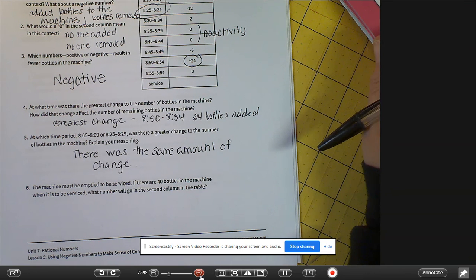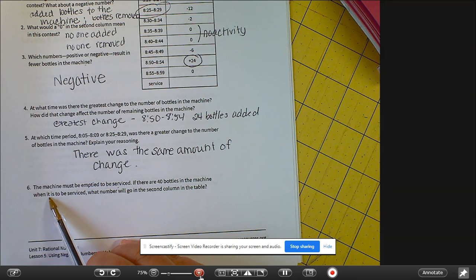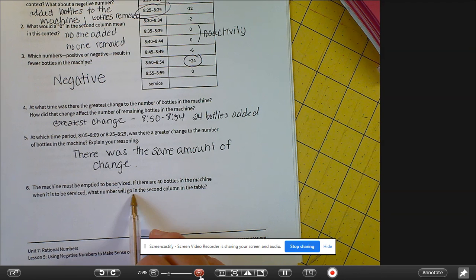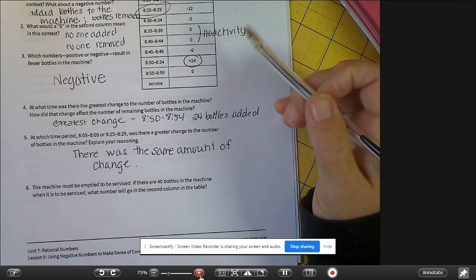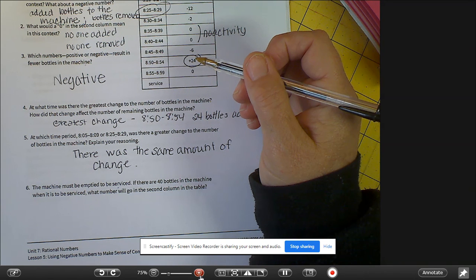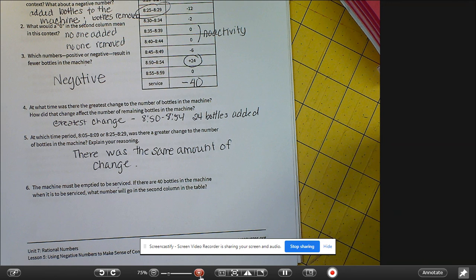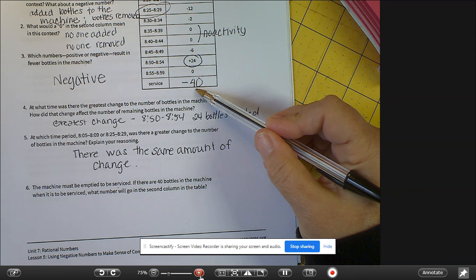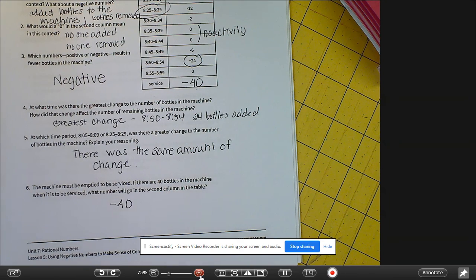And then number 6 says the machine must be emptied to be serviced. If there are 40 bottles in the machine, when it is to be serviced, what number will go in the second column in the table? So you're going to put a negative 40, so that you need to take all of those bottles out when it is to be serviced. So that would be a negative 40 there.